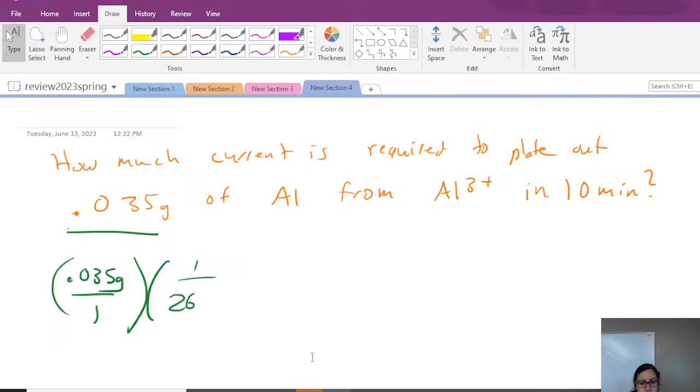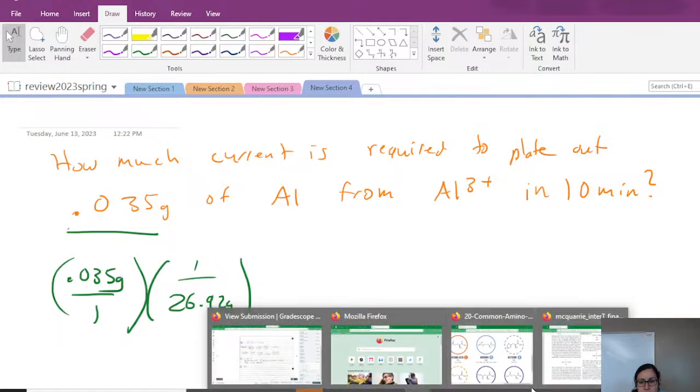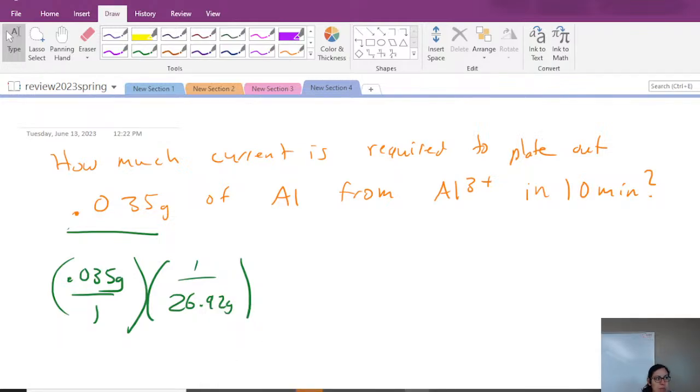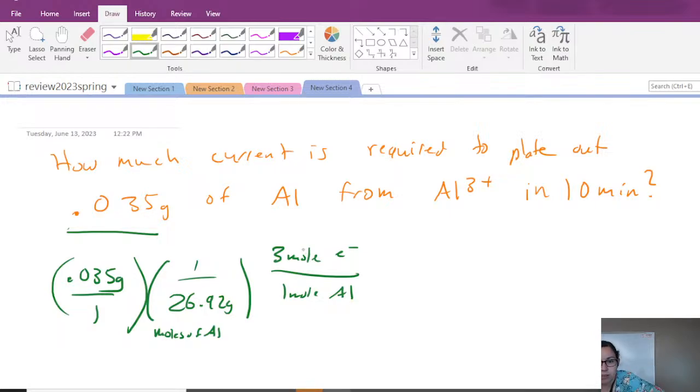And what's the molecular weight of aluminum? 26.92 grams. And so we could solve this and punch that in, that's fine. But then what do we want to go from there? So we have moles of aluminum. So once we get moles, excellent. So now let's do that. So 3 moles of electrons for every 1 mole of aluminum. So just setting up that dimensional analysis. Perfect.